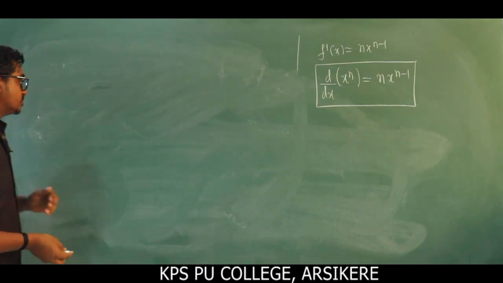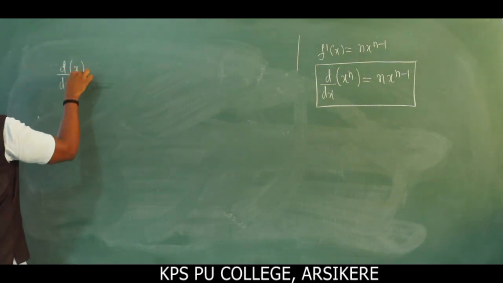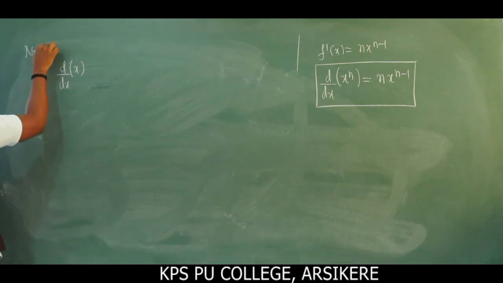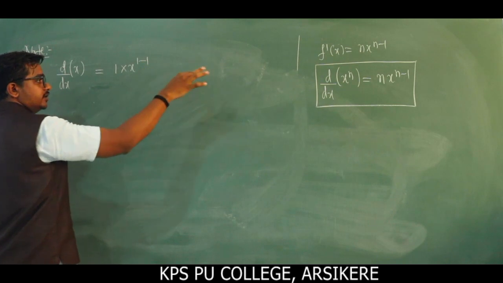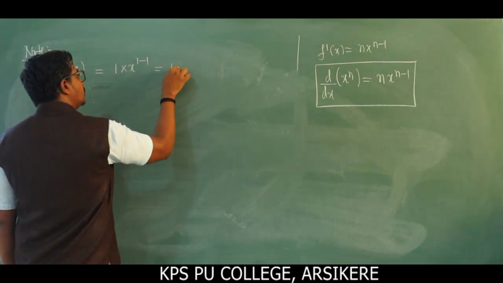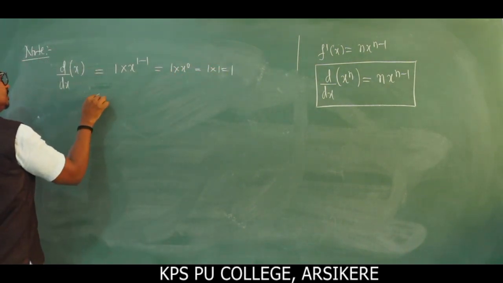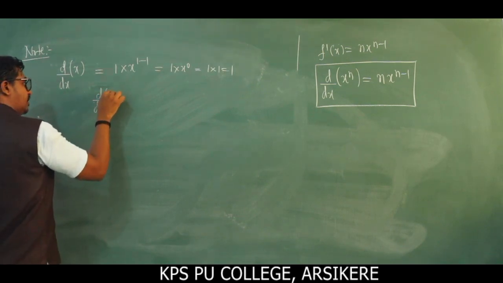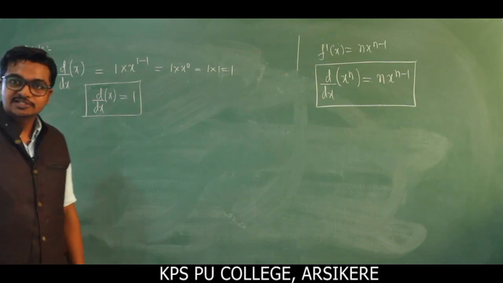This is the formula, the most important one. Suppose d by dx of x^n. Take a note here: d by dx of x, the power of x is 1, right? So this becomes 1 into x power 1 minus 1, using the same thing. So this is equal to 1 into x power 0, which is 1 into 1, that is equal to 1. Therefore, differentiation of x, or d by dx of x, is equal to 1 with respect to x.